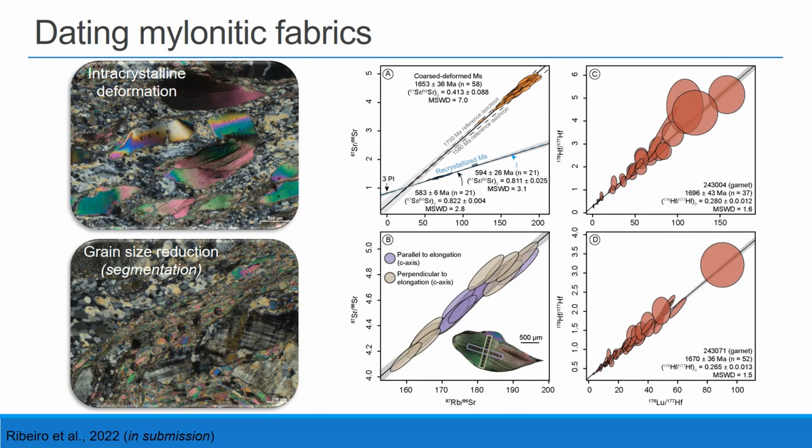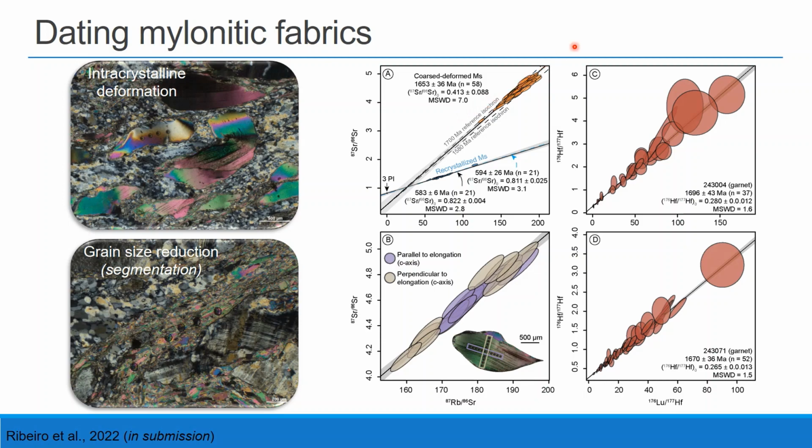When you go for dating these rocks, I dated the shear bands and also the big grains. And then imagine that I only have this. My initial thought was that something went wrong with the analytical session. There was a drift and all the data was wrong at some point. But then I actually realized that we have different microstructures and different mechanisms of deformation.